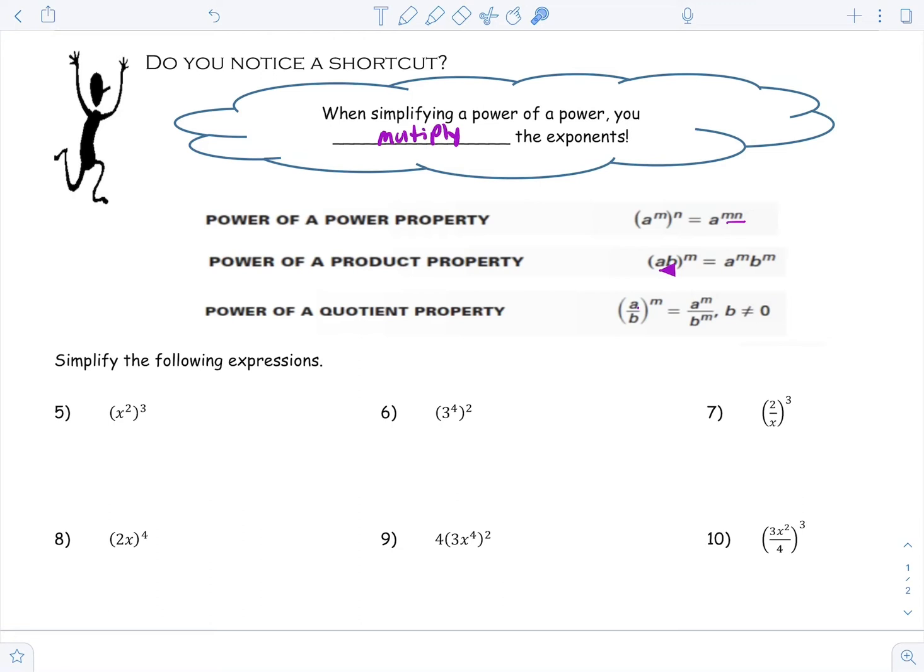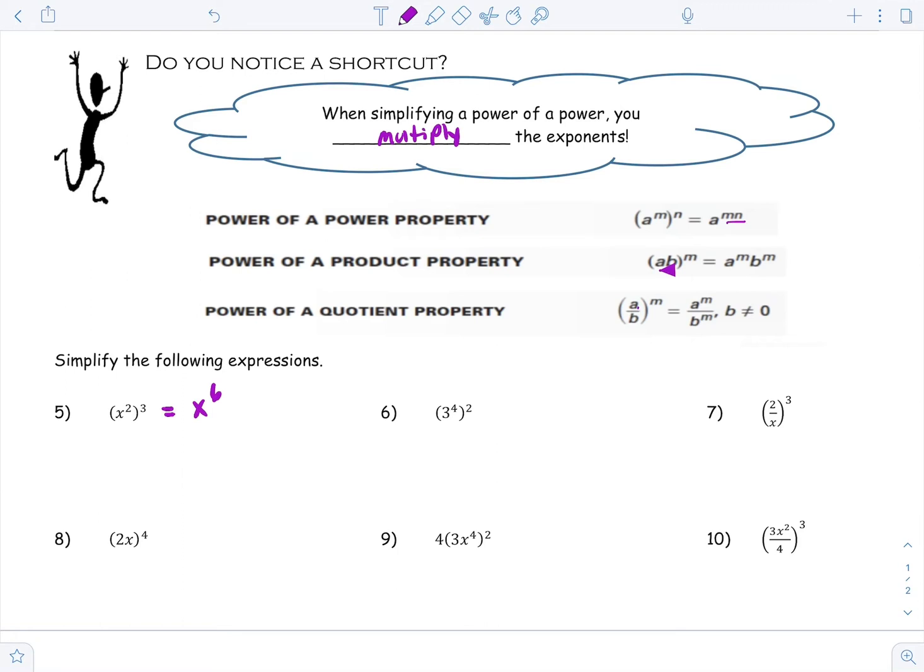So we have x squared raised to the third power. And what we do there, this follows the first rule. We have one base raised to an exponent and it's raised to another exponent. So instead of doing x squared times x squared times x squared, we can just multiply 2 times 3. And we know that's x to the 6. And we're done with that.